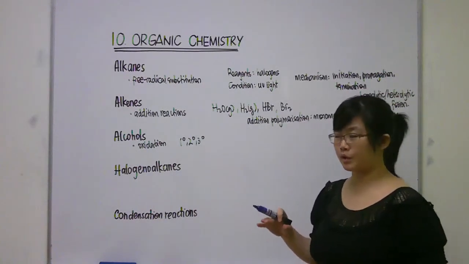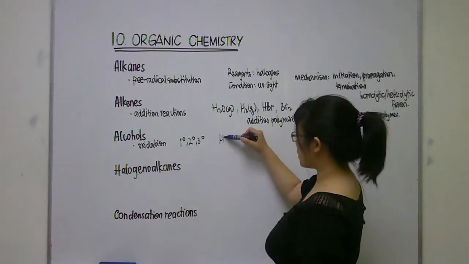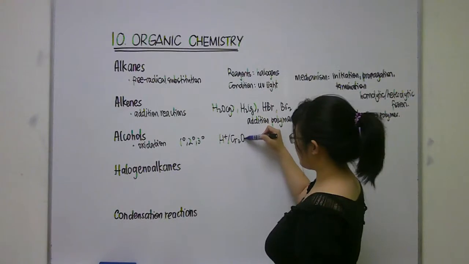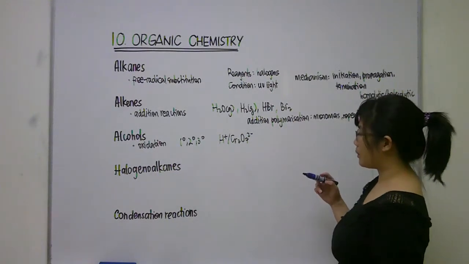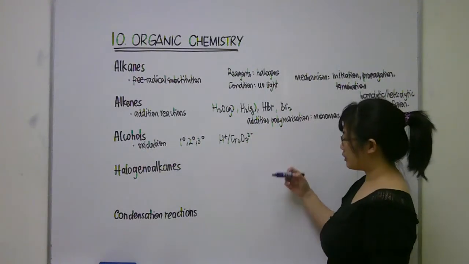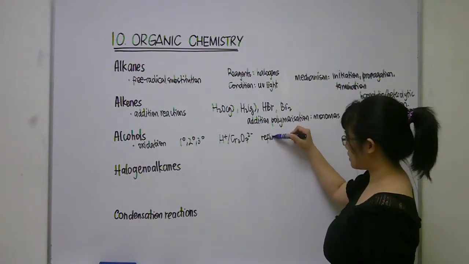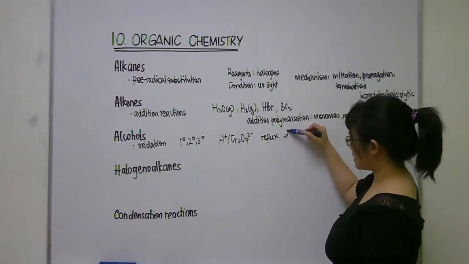In alcohols, you need to be talking about oxidation and how primary, secondary, and tertiary alcohols will all give different products under the same reagent of acidified potassium dichromate. You also need to mention the difference between reflux setup and distillation.